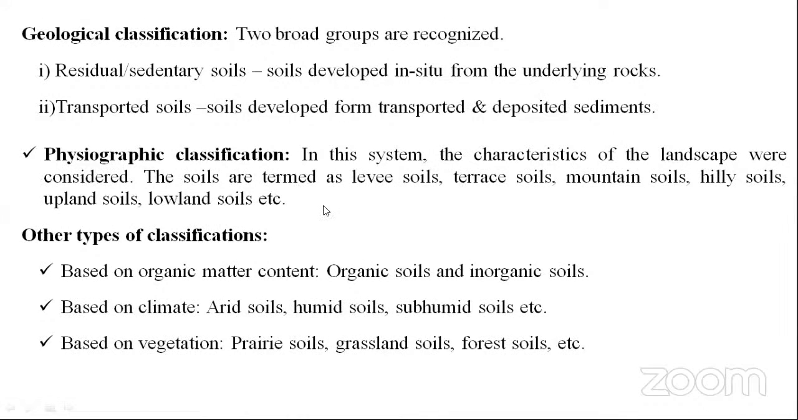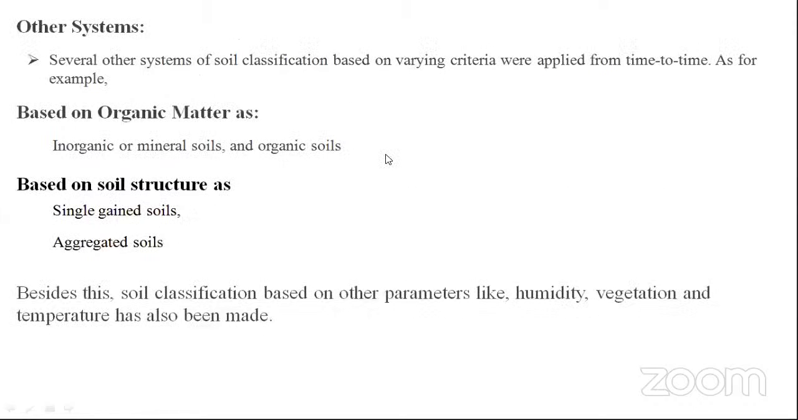Later on, we came with other types of classifications. What are those? Based on organic matter: organic soils, inorganic soils. Based on climatic conditions: arid soils, humid soils, subhumid soils. And based on vegetation: prairie soils, grassland soils, forest soils, etc. All these types of classifications and other systems varied from time to time. A lot of changes came. So based on organic matter, organic and inorganic; based on structure, single grain and aggregate. All these early systems of classification are very simple, and there was not much scientific background in those days.